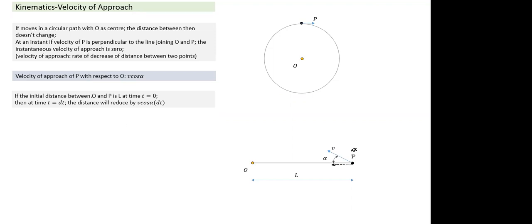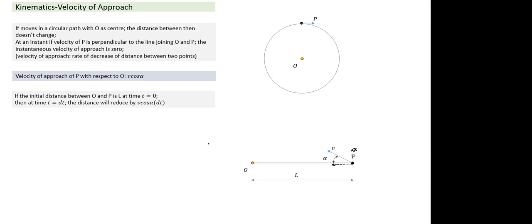If the initial distance between O and P is L at time t equals 0, then at a little time later, dt, the distance will reduce by V cos alpha into dt. That's the significance of velocity of approach. What will the distance be after time dt? It will become velocity of approach. Basically, distance is equal to velocity into time.